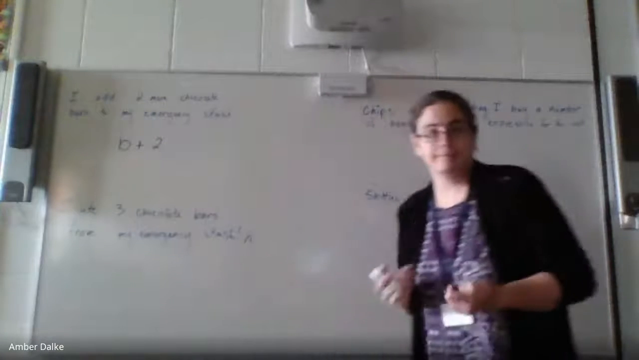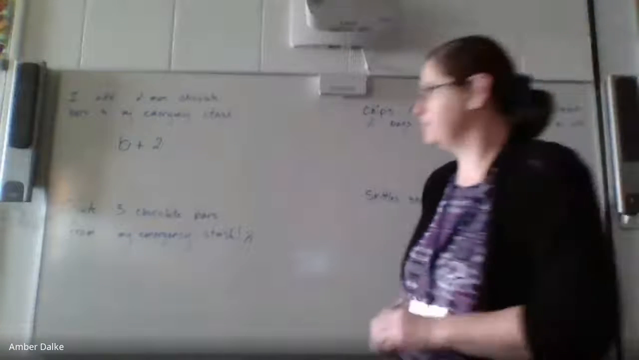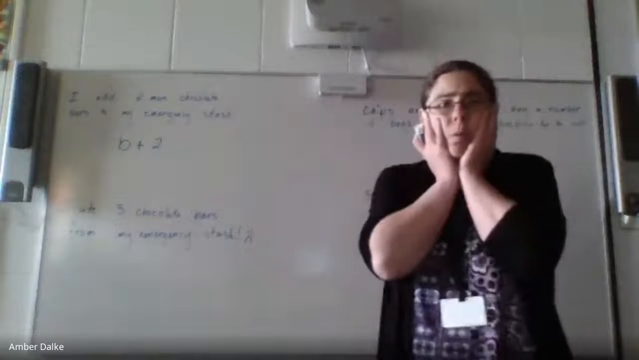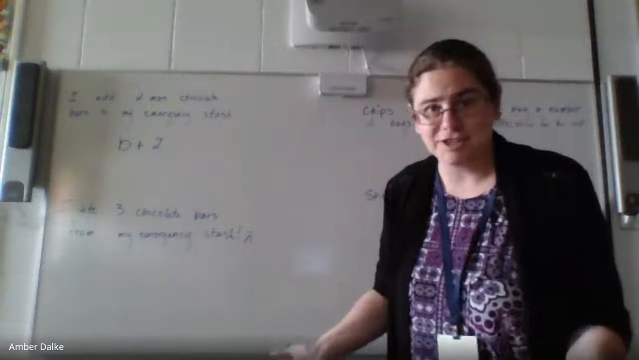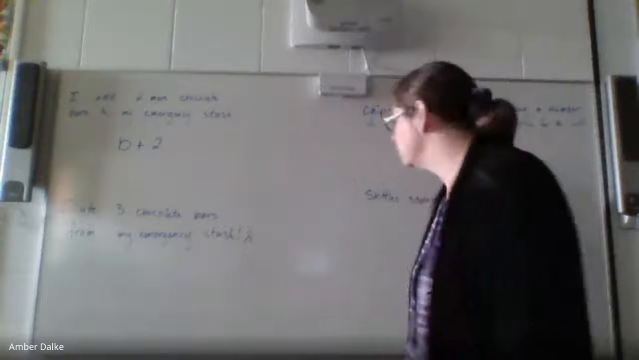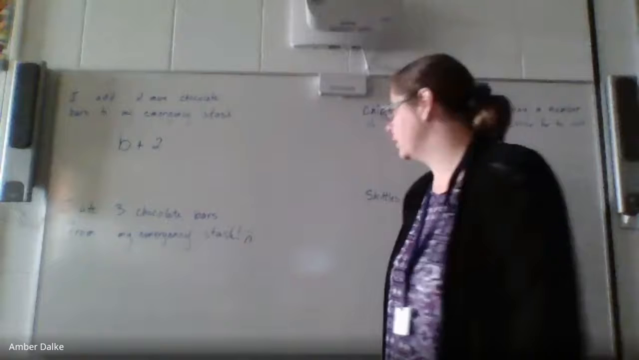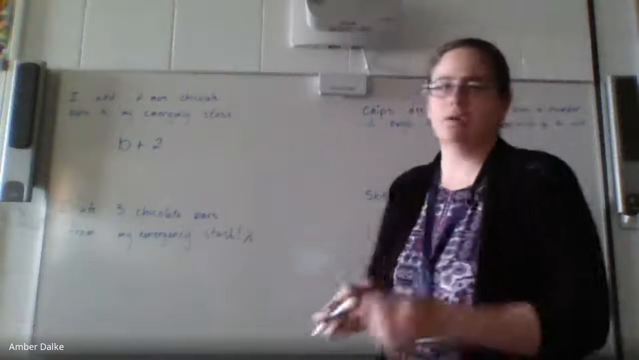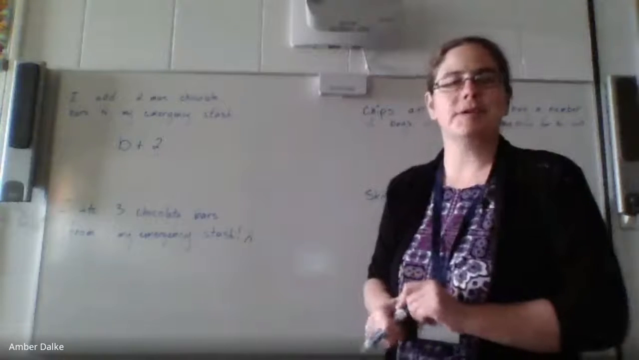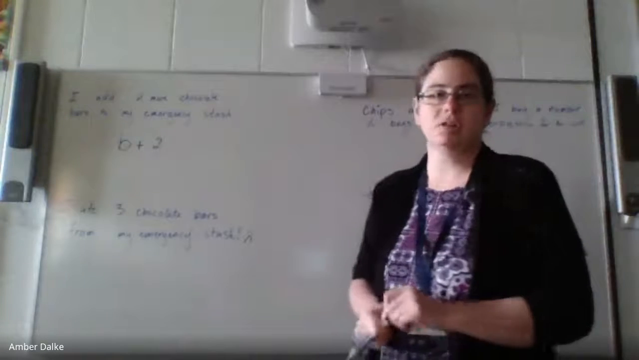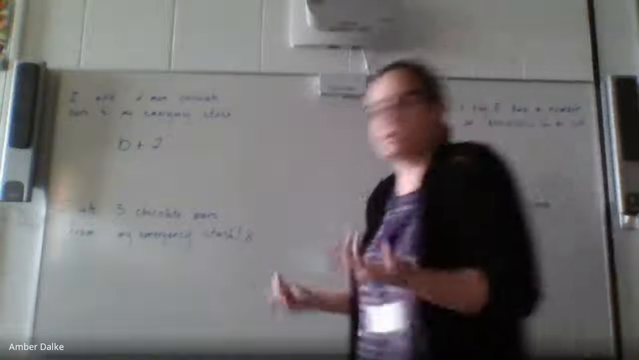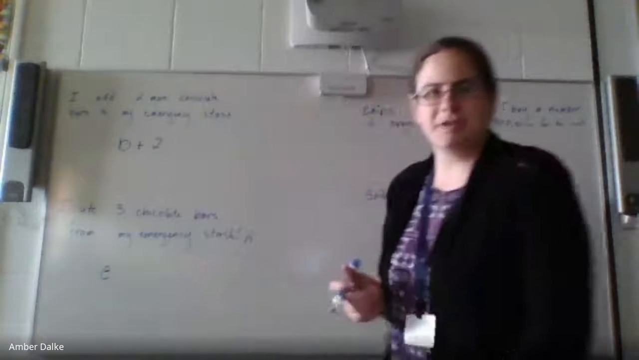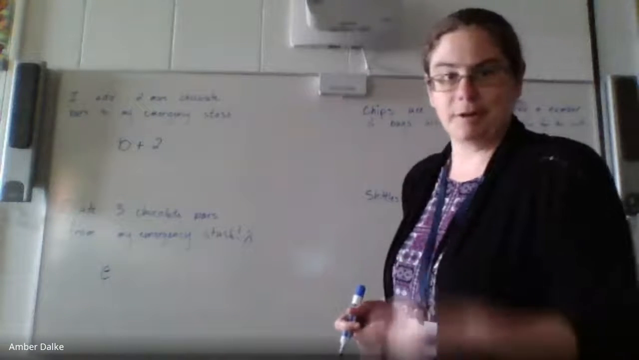plus 2, because we added 2 more, right? No biggie. And then, oh no! I got all stressed out, and I ate 3 chocolate bars from my emergency stash. Bummer. Now, if this is chronological, I'm actually not going to use B, because B was how many chocolate bars I had before I added the 2. In this case, I think I'm going to use E for emergency stash. And E would be equal to B plus 2, but that's grade 8 or 9 algebra, so don't worry about that yet.